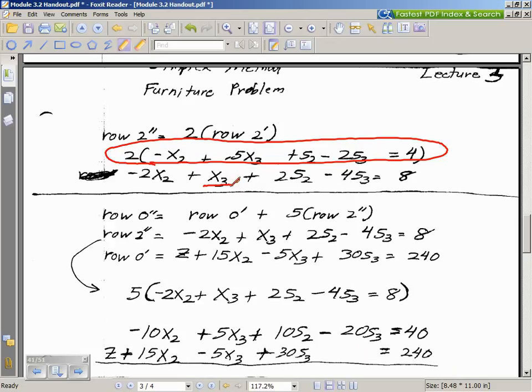Now, I want to substitute this equation in. Anytime I see an x3, I want to plug it back in. That's one way to do it, but there's a simpler way. The simpler way is just to take your existing row, say row 0 prime, and I'm simply going to add 2 times row 2 prime.